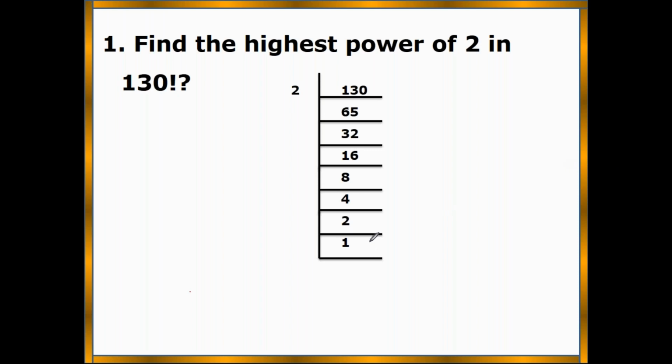This is the most important model for TCS, Cognizant, and Accenture. 1 plus 2, 3. 3 plus 4, 7. 7 plus 8, 15. 15 plus 16, 31. 31 plus 32, 63. 63 plus 65, 128. You can add all the quotients from bottom to the top except the given one. 128 is the highest power of 2 in 130 factorial. 128 is the correct answer.